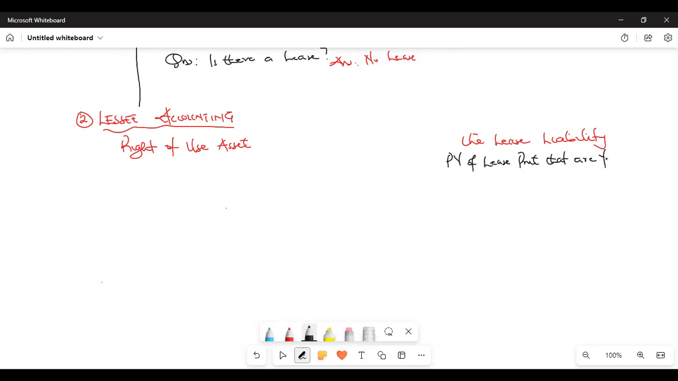Present value of lease payments that are yet to be paid. Please, the word yet is very important. Yet to be paid, or that have not been paid, or that are yet to be paid. Or all lease payments that have not yet been paid. So look at that. Those ones that have not yet been paid. All right. And normally those ones will include the fixed payments. So it's like when you rent a house, the periodic payments that you'll be making, all right? Those ones that you've not paid yet.